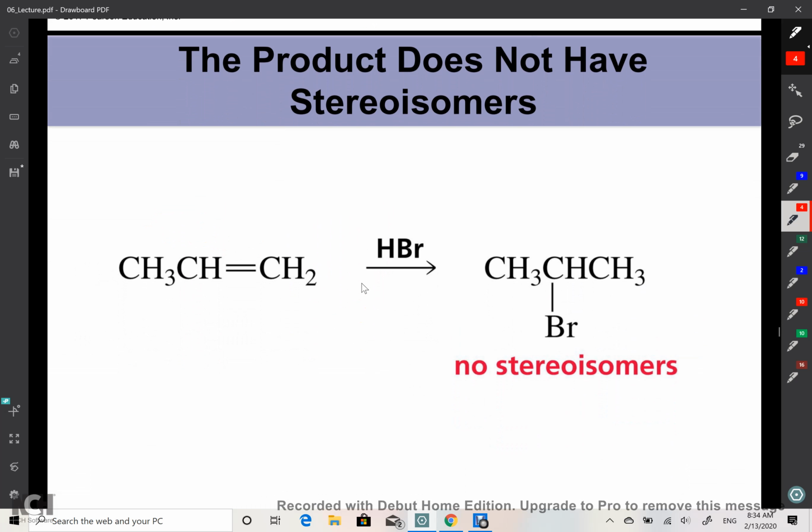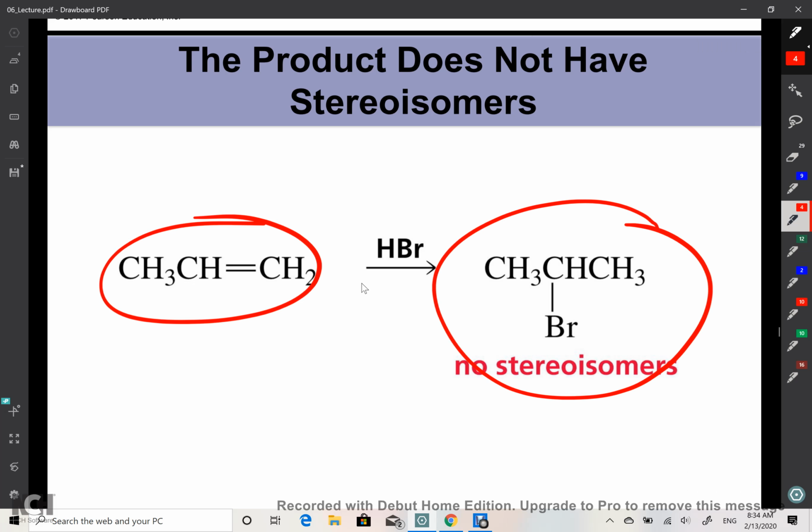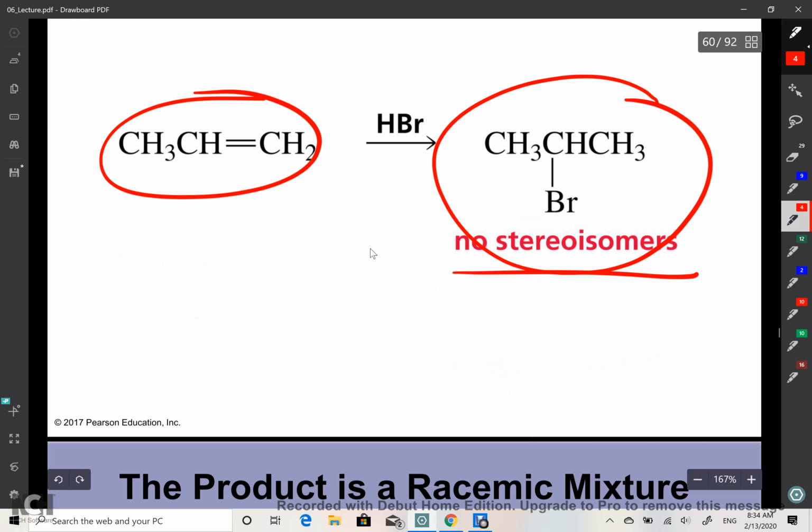So, when you do a bromination reaction, it's always good to look at your product. For example, if I react this propene molecule with HBr, that would be my product. And if you look at that product, there is no chiral carbon. Okay? There is no chiral carbon in there. And because there's no chiral carbon, then I will not have any stereoisomer. In order to have a stereoisomer, I need to have a chiral carbon. So it's always important to look at the stereochemistry of the product. Look at the product and then decide if there's a chiral carbon or not.